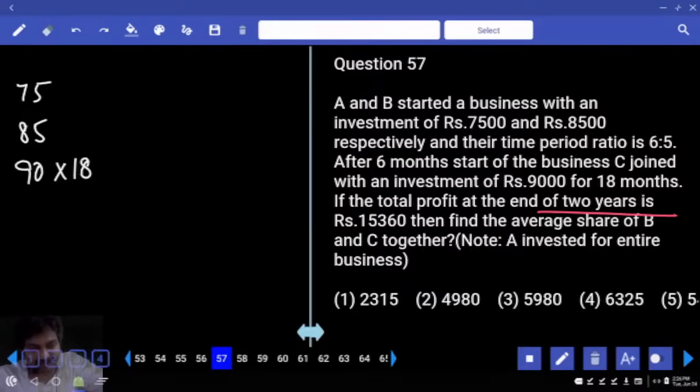15,360 is the total profit. Then find the average share of B and C together. Note, A invested for the entire business. So A is there from the beginning till the end, 24 months.